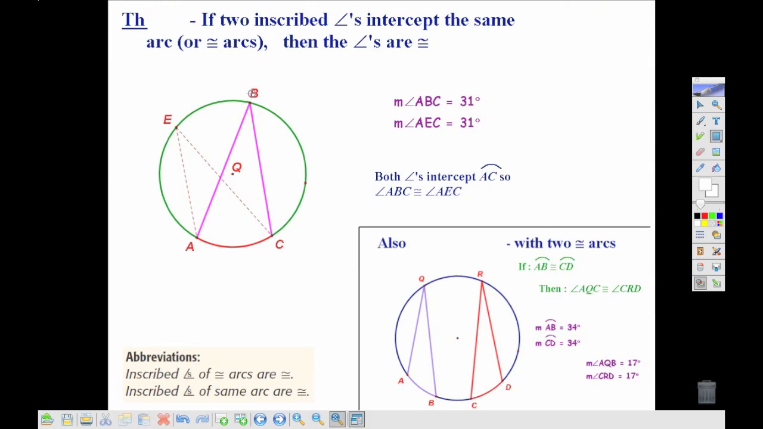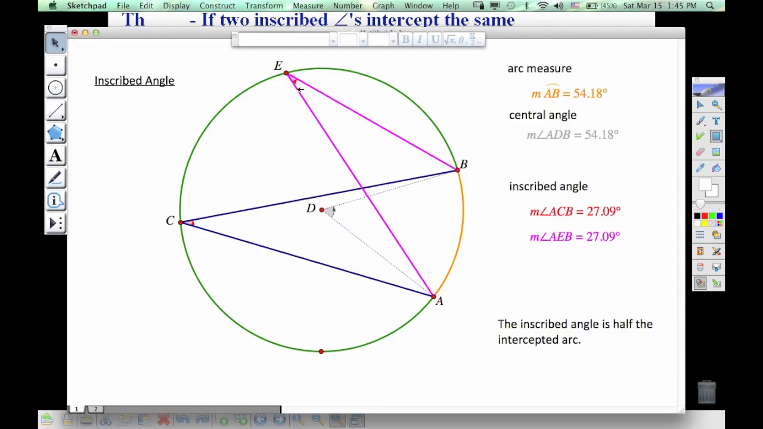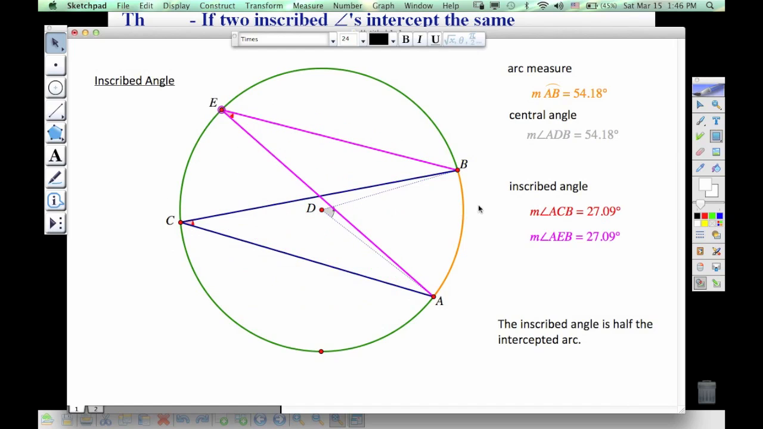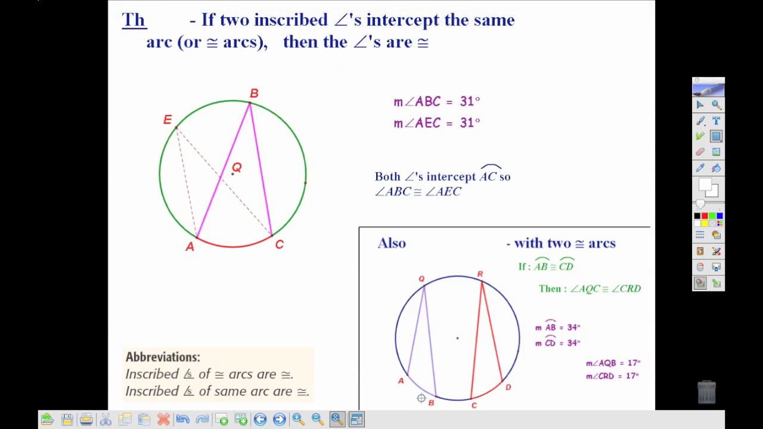The next theorem looks at what happens when we have two inscribed angles cutting off the same arc. As we can see, as we move this around, it doesn't change the angle measure of this. So if I have two inscribed angles cutting off the same arc, they're going to have the same measure. This would also be true if we have two different arcs, but the two arcs have the same measure, then their inscribed angles will also be congruent.